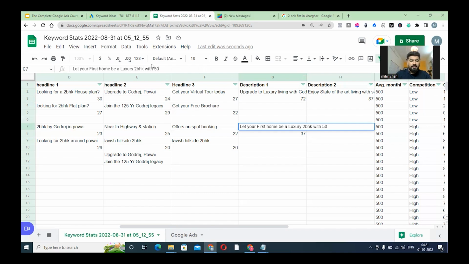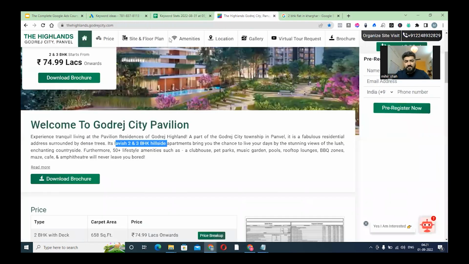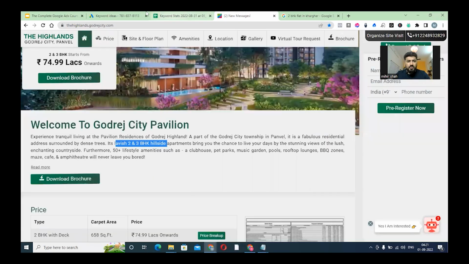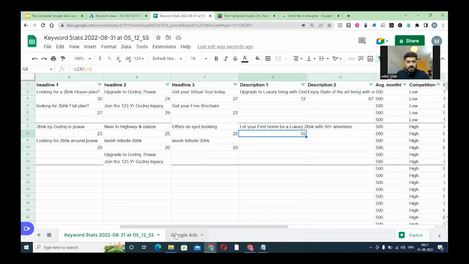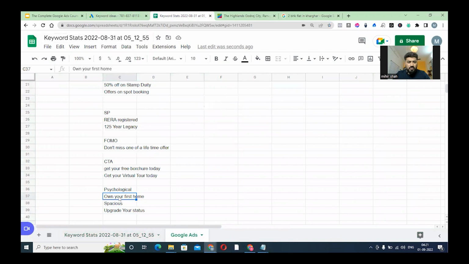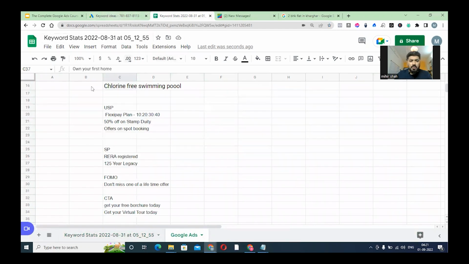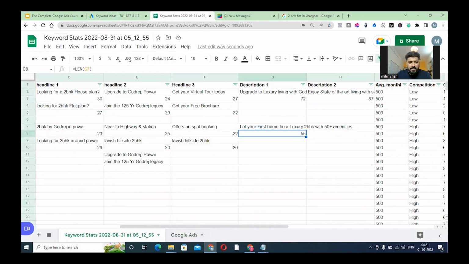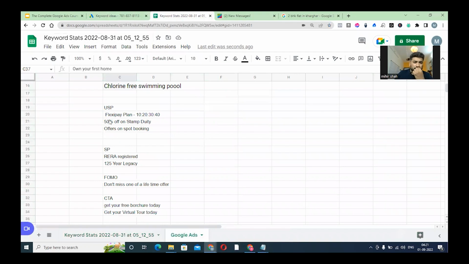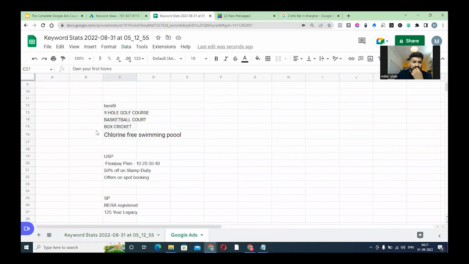Let your first home be a luxury 2 BHK with 50 plus amenities. We still have 55. Let's try to pick some more. So what we have done so far is, with respect to this, I have talked about luxury. Own your first home. I've talked about luxury. So I put two very strong psychological factors. What I have also done is I have spoken about 50 plus amenities. So because I've spoken about amenities, the benefits come into play.